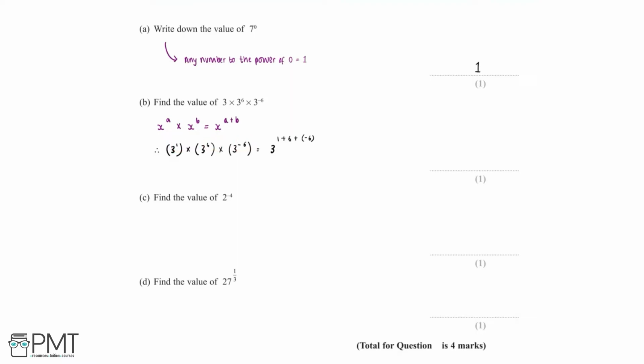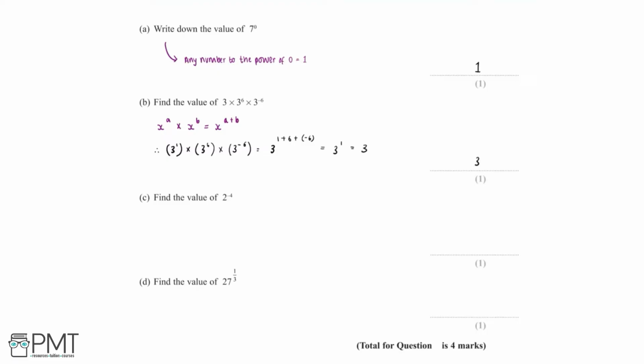Now 1 plus 6 is equal to 7, and plus minus 6 is equal to 1, and so this simplifies to 3 to the power of 1. We know that the value of 3 to the power of 1 is equal to 3. And so we found that 3 multiplied by 3 to the power of 6 multiplied by 3 to the power of minus 6 is equal to 3.